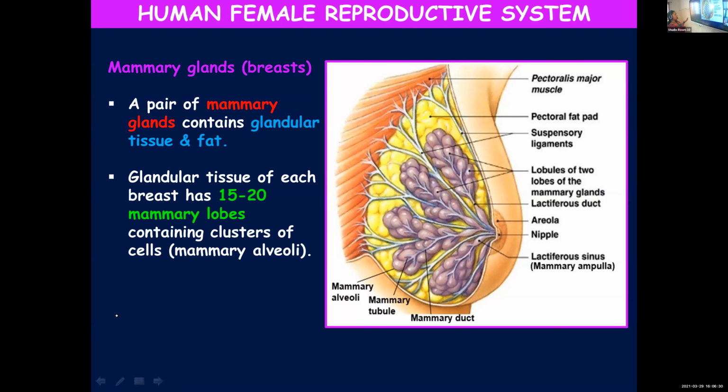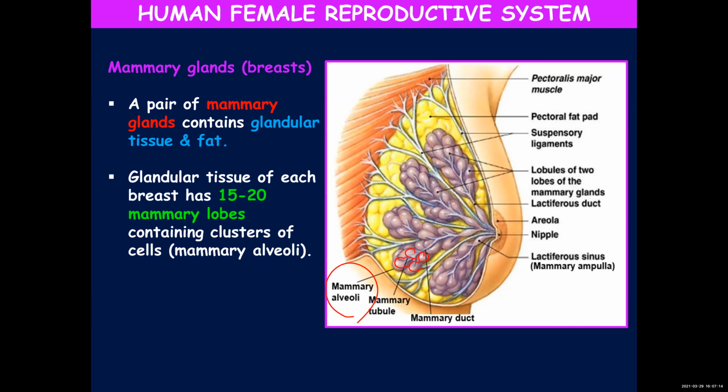So glandular tissue and fat make up the mammary glands, and the glandular tissue consists of 15 to 20 mammary lobes. You can see in the picture the mammary lobes, and these are made up of clusters of cells called mammary alveoli. Here you can see the mammary alveoli, so many small bubble-like structures. You call them alveoli. A similar structure you have learned in the respiratory system. What is the function of the alveoli there in the respiratory system?